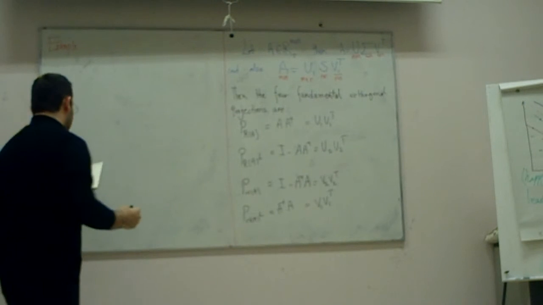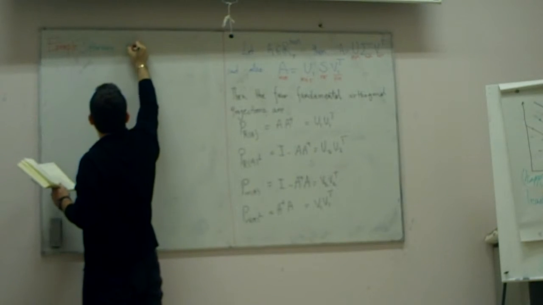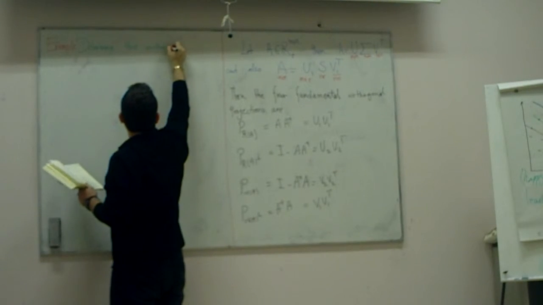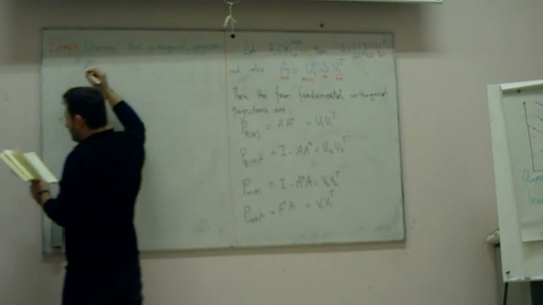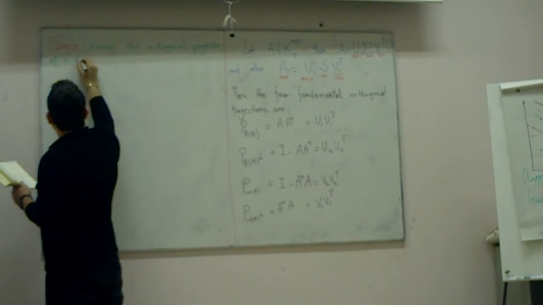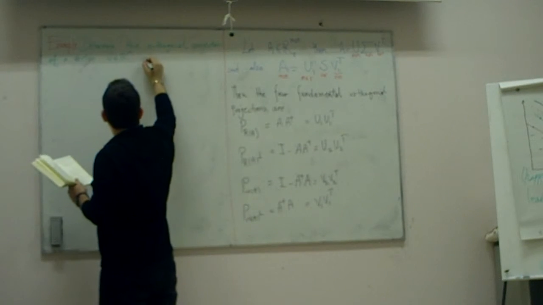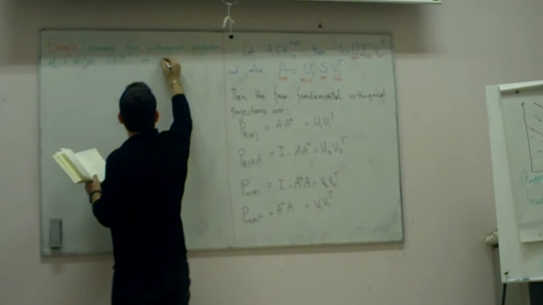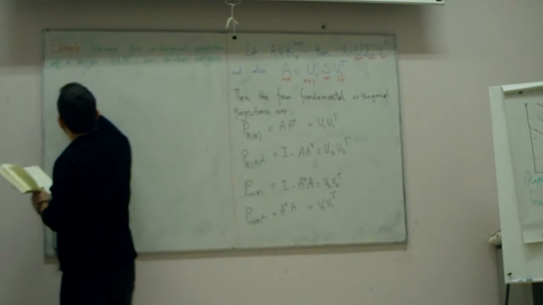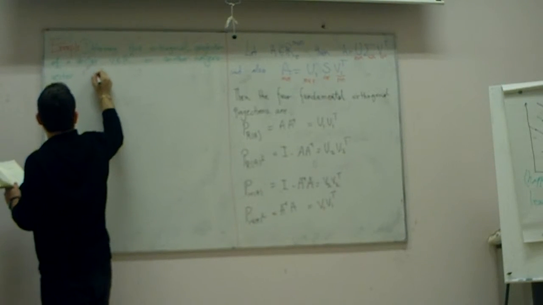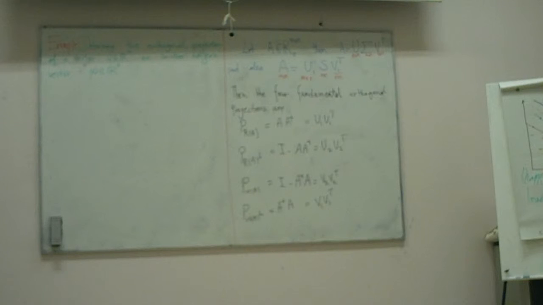Let's do an example. Determine the orthogonal projection of a vector V that belongs to Rn on another non-zero vector W that belongs to Rn. We want to project one vector on another vector.